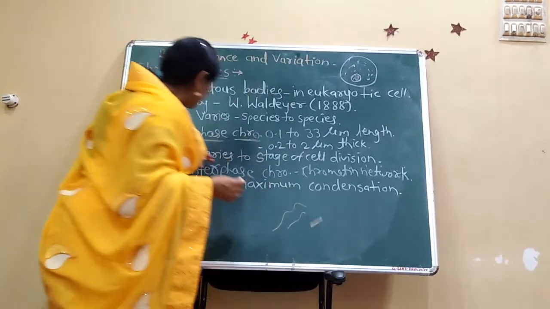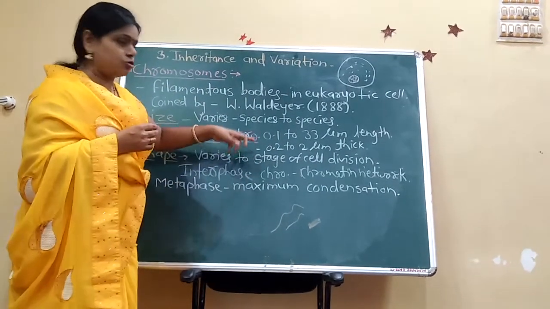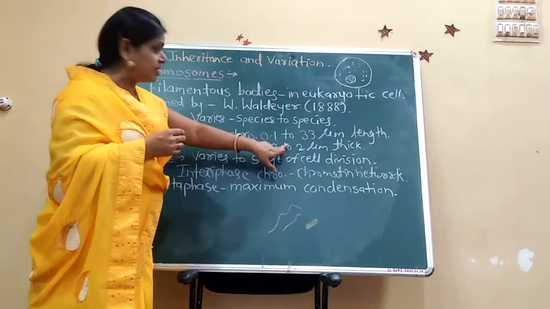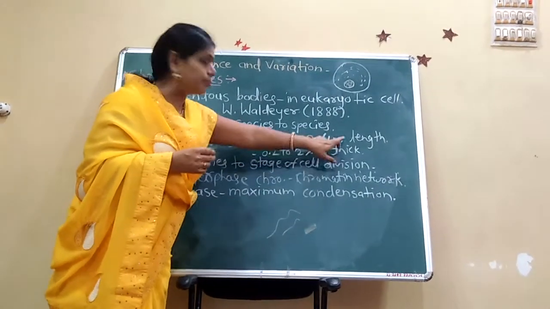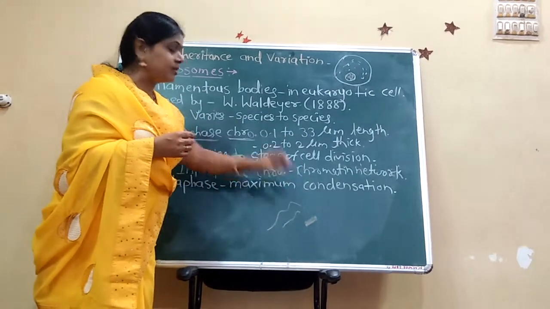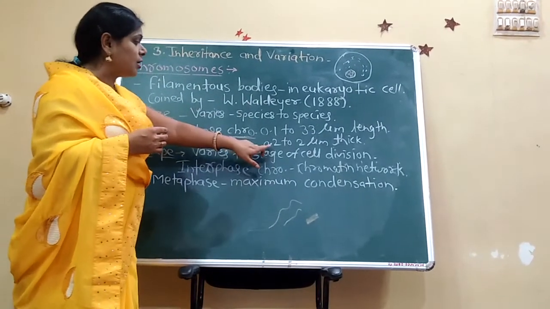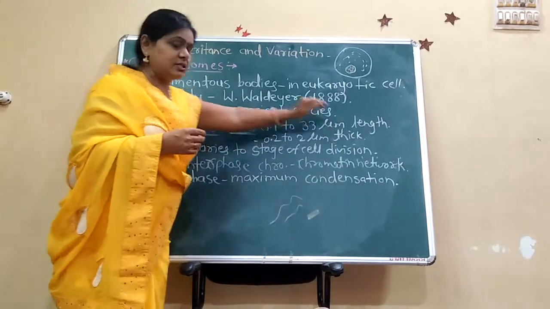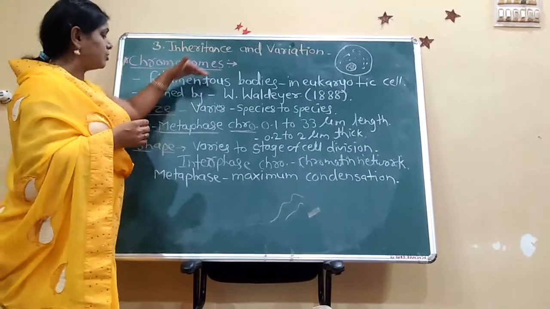The length of a metaphasic chromosome is 0.1 to 33 micrometer, and the thickness of that metaphasic chromosome is 0.2 to 2 micrometer. This is the size of the chromosomes.